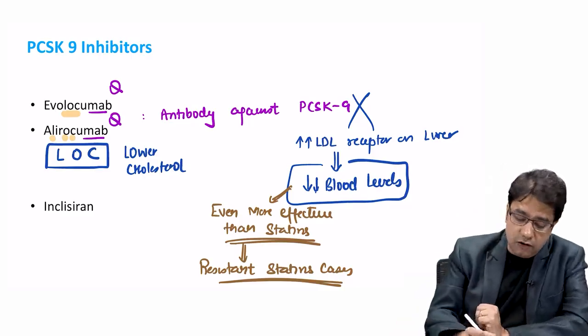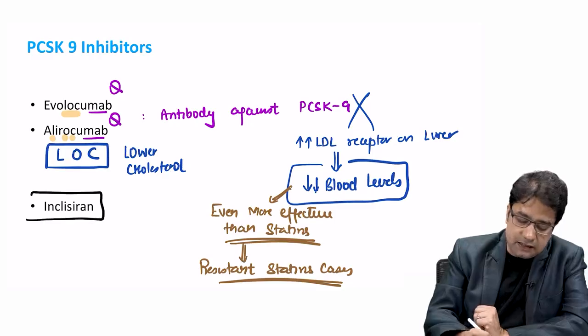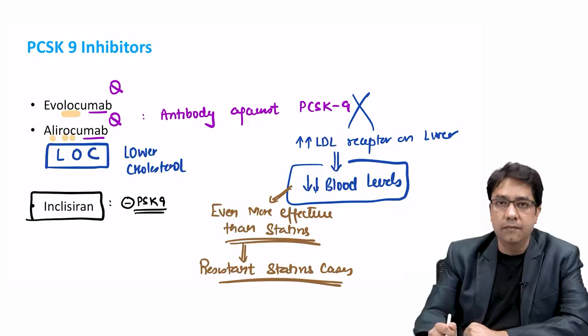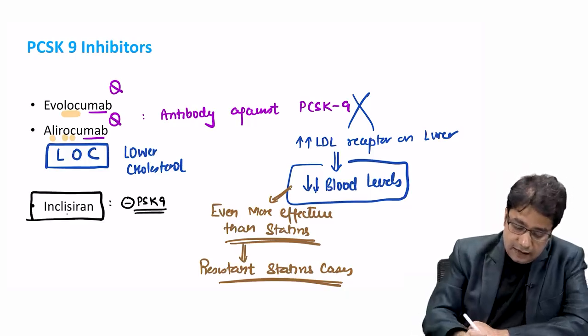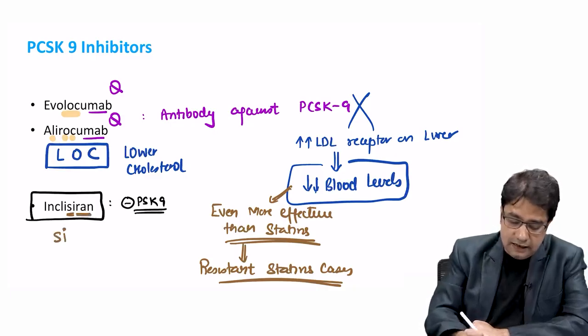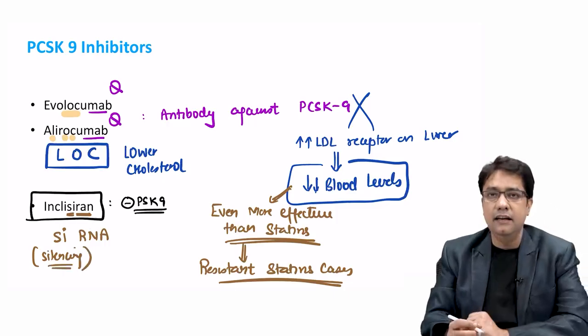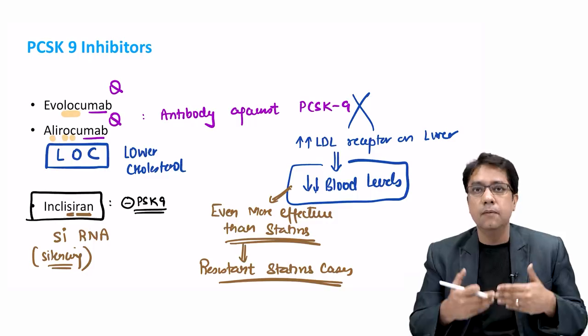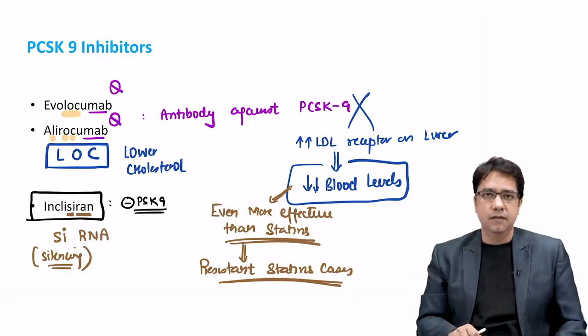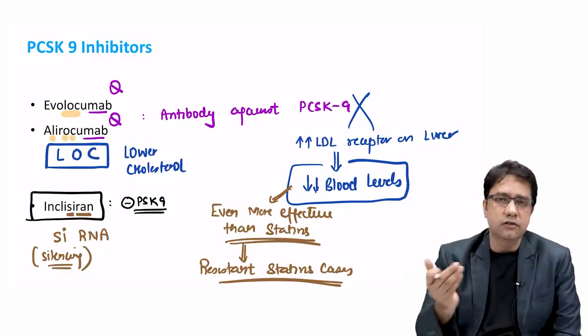A new drug recently got approved, a PCSK9 inhibitor, is inclisiran. Inclisiran also inhibits PCSK9. Now it is not an antibody. You can see in inclisiran, the siRAN word is coming. So it is siRNA. siRNA means silencing RNA. So silencing RNA means it will reduce the production of RNA or protein of PCSK9 in liver. So it's silencing RNA, it reduces the production.